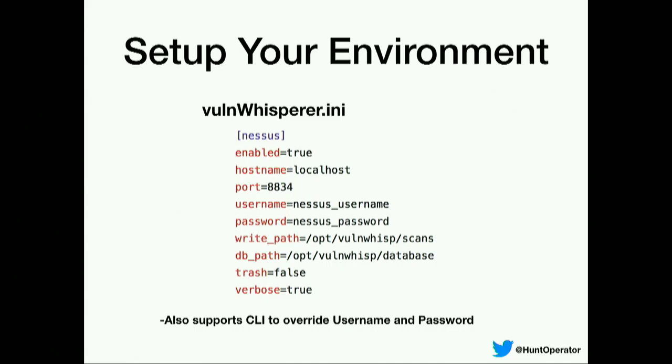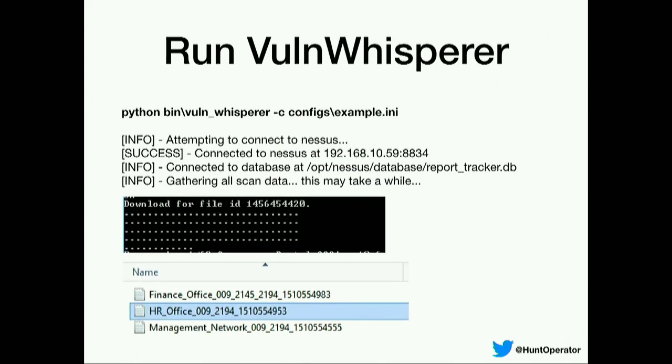This is what it looks like when you run it, sort of. When you install VulnWhisperer, it installs a binary file onto your machine. This just happens to be on Windows, so you just pass it what config file you want to run, and it'll say, I'm attempting to connect to Nessus. Success, I was able to connect, so that means your credentials are correct. And then I connected to the database here, and I'm going to gather all the scans. And what it does is it uses Nessus's export feature for export CSV, and it not only pulls your current reports, but it'll go through and pull historical reports, so let's say you have a weekly scan.